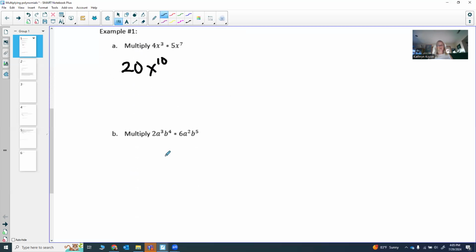Part B, we want to multiply 2 times a cubed plus b to the 4th times the monomial 6 times a squared plus b to the 5th. So that's equal to 2 times 6 is 12. A cubed times a squared, again, add those exponents, you're going to get a to the 5th. B to the 4th times b to the 5th is going to be b to the 9th.